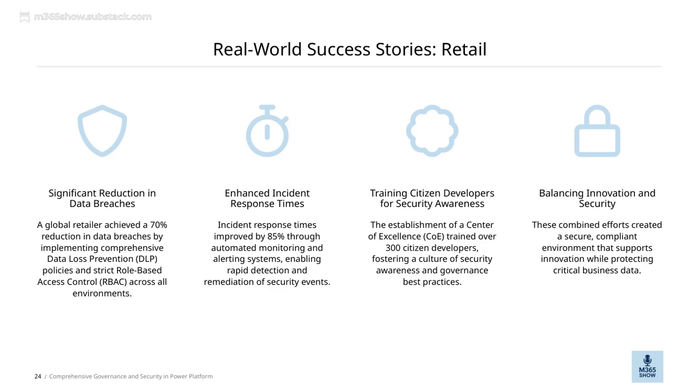We also saw significant improvements in incident response times. Automated monitoring and alerting systems contributed to an 85% faster response rate, allowing teams to detect and address security events more quickly than ever before. And perhaps most impressively, a global retailer managed to cut data breaches by 70%. They achieved this through implementing comprehensive data loss prevention policies and enforcing strict role-based access control across all their environments.